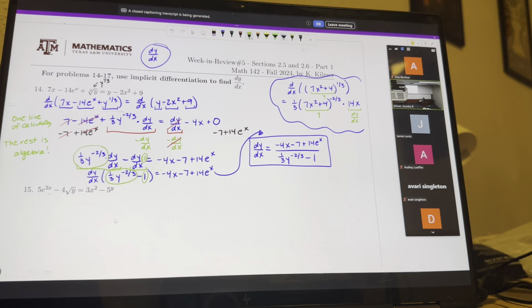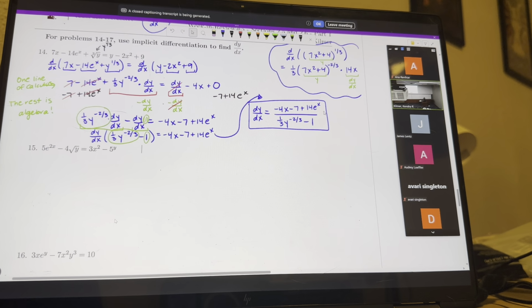All right, so let's look at a couple more. If we look at this next one, we need to do a little bit of rewriting. This square root of y is just y to the 1/2. We see that we have this equation involving both x and y. There's no way to solve it for y. So we're going to have to use implicit differentiation.